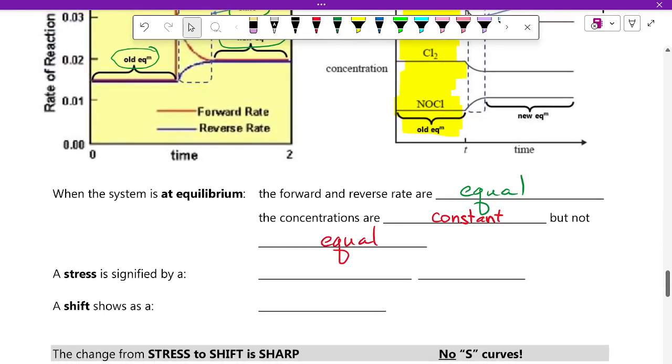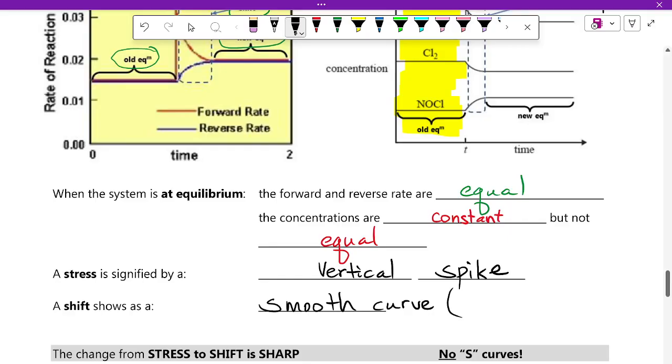A stress is signified by a vertical spike. And a shift shows as a smooth curve. And this curve should always be steep, shallow, flat.